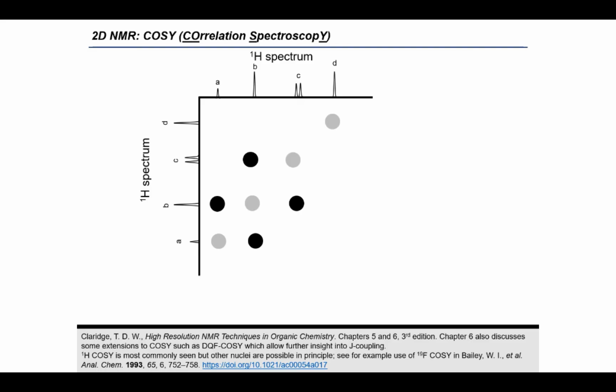The ones in black are slightly more interesting. These are the off-diagonal peaks, and this is where COSY has its real power, because these peaks show us which peaks in your proton spectrum are coupled to which other peaks in your proton spectrum. So here, B and C are coupled to each other, B and A are coupled to each other, but A and C aren't coupled to each other. And from this information, we can start figuring out what the architecture of this molecule looks like.